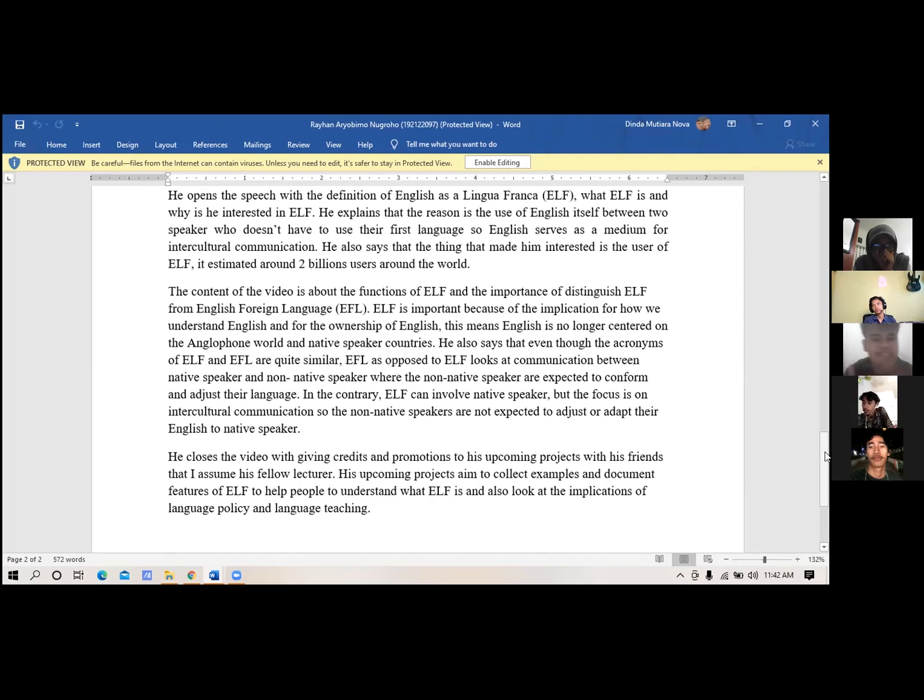looks at the communication between native speaker and non-native speaker, where the non-native speakers are expected to conform and adjust their language. In contrast, ELF can involve native speakers, but the focus is on intercultural communication, so the non-native speakers are not expected to adjust or adapt their English to native speakers. So he said that in the video.